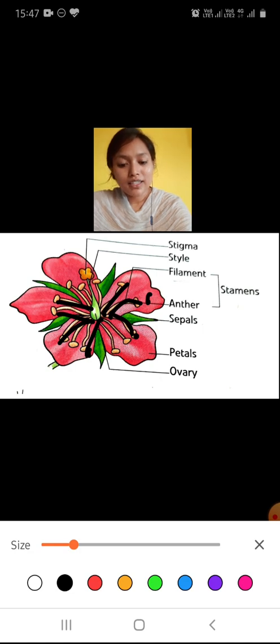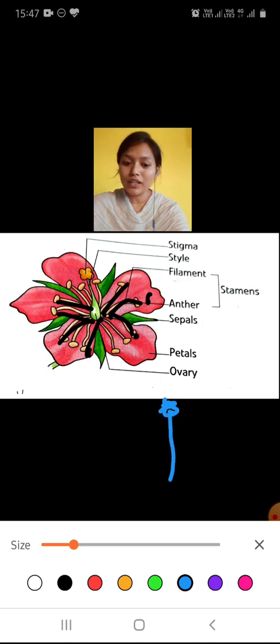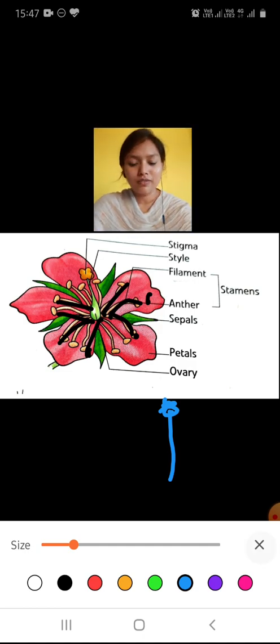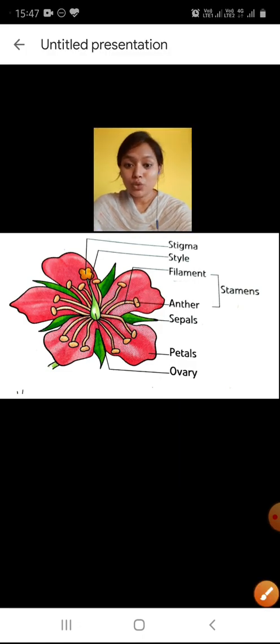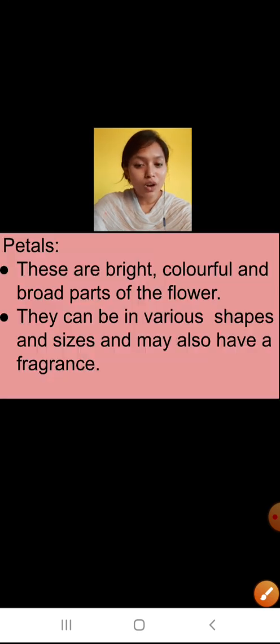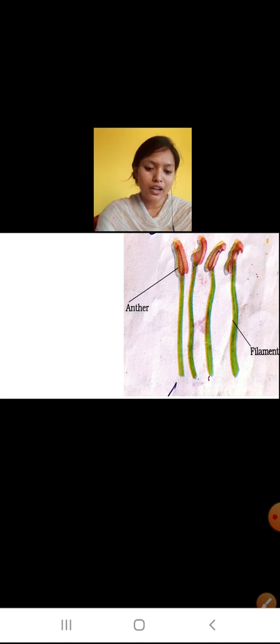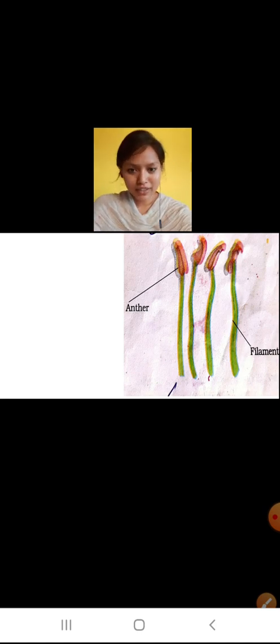And in this stamen, two parts are there. What are the two parts in a stamen? Just tell fast. Anther and the filament. So two parts in the stamen are anther and the filament.